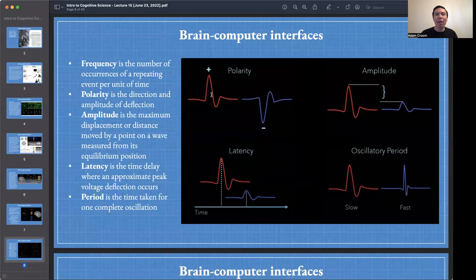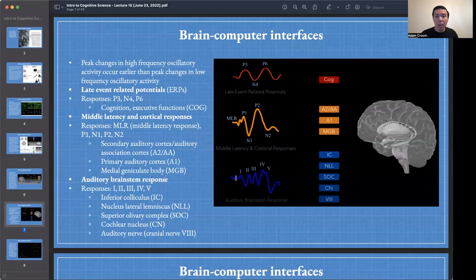All right. Now that we're talking about oscillatory activity, it's important that we understand some of these main concepts, okay? So what is frequency? Frequency is the number of occurrences of a repeating event per unit of time, okay? So we saw that this oscillatory activity is higher frequency than this. There are more events occurring per unit of time here than here. Okay, you can count the peaks here, and there are more here than here. So this is a higher frequency than this.